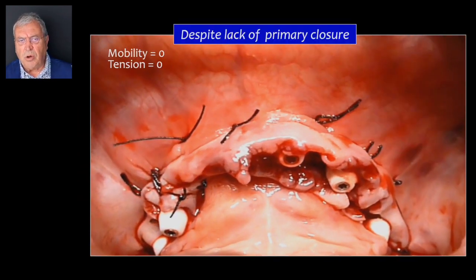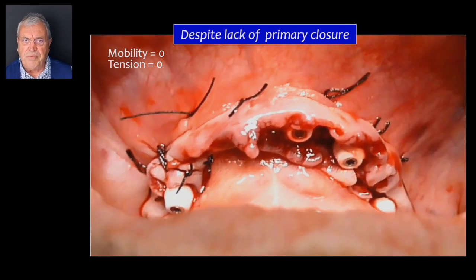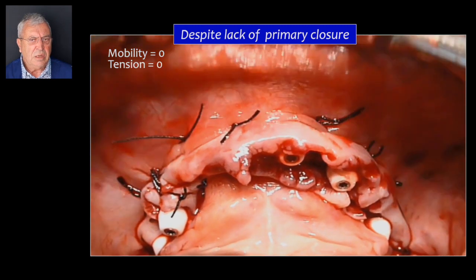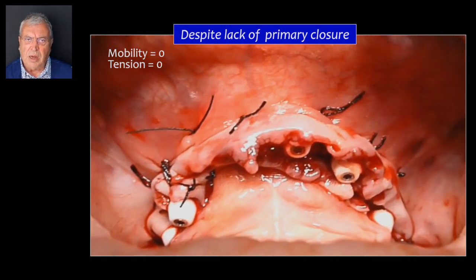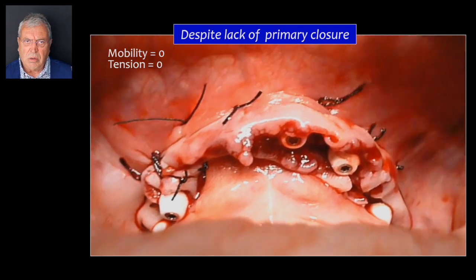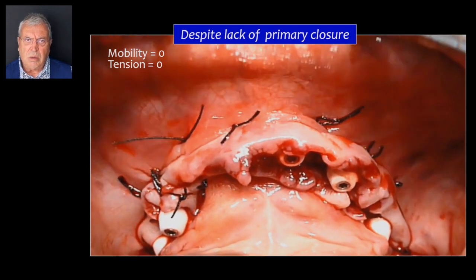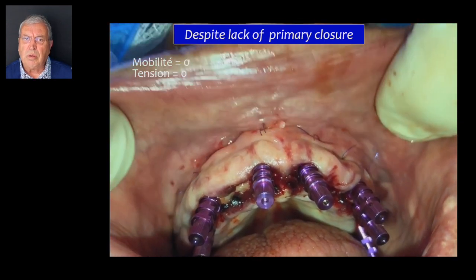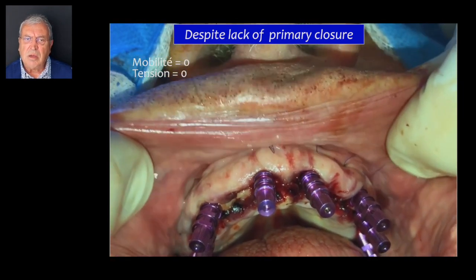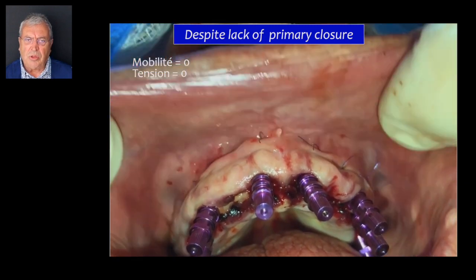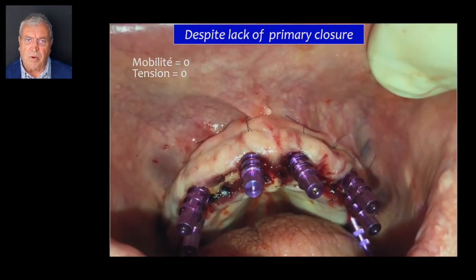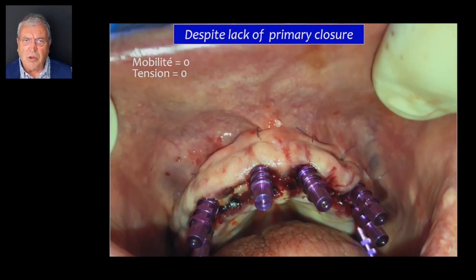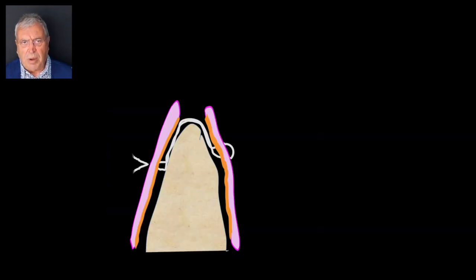This is a situation of full arch before the primary closure, and we see that there is no mobility and no tension. Before the primary closure, we pull the lip, and then we see that we are so efficient on the tension removal. This is the best way to avoid tension in the buccal flap.